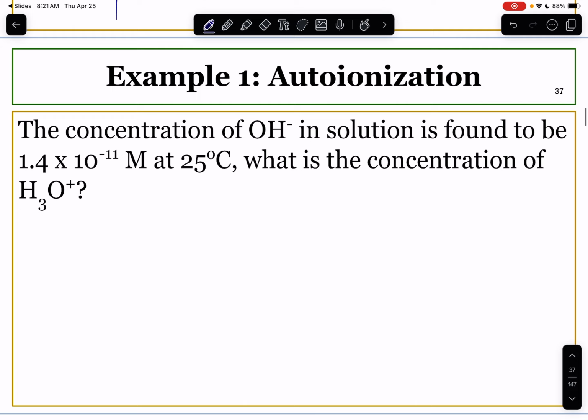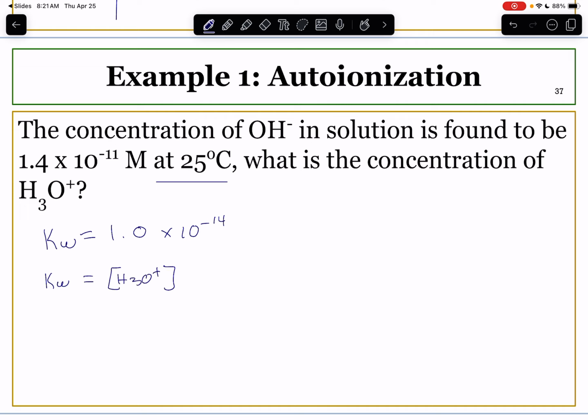So let's look at this problem here. The concentration of hydroxide, or OH minus, in solution is found to be 1.4 times 10 to the negative 11 molarity at 25 degrees Celsius. What is the concentration of H3O plus? The fact that it says at 25 degrees Celsius, you can ignore that part essentially, since there is no part in the equation to plug in for temperature. We just know that the K value, the KW, is equal to 1 times 10 to the negative 14. That K value is also equal to the H3O concentration times the hydroxide concentration.